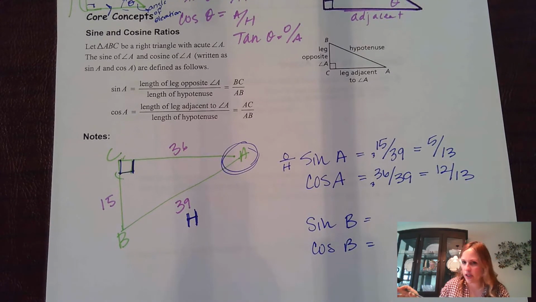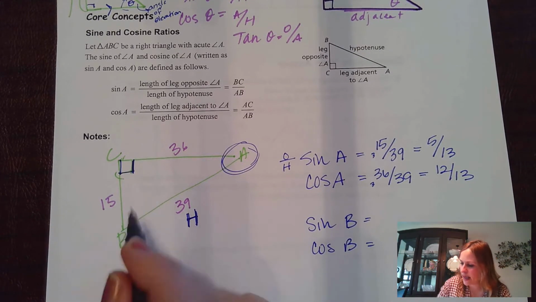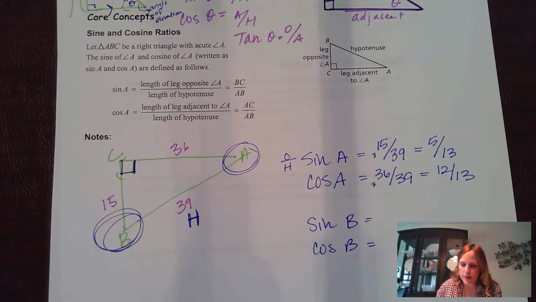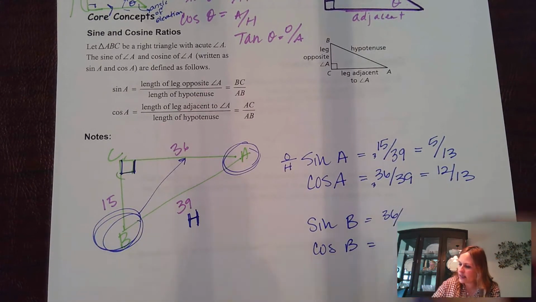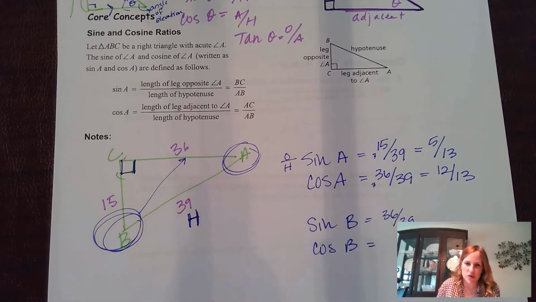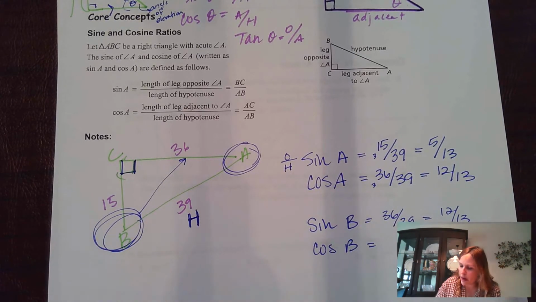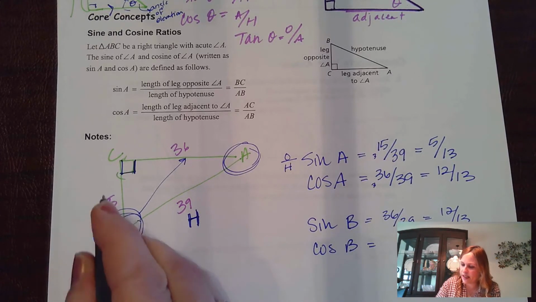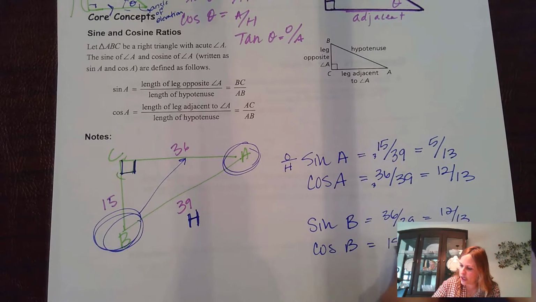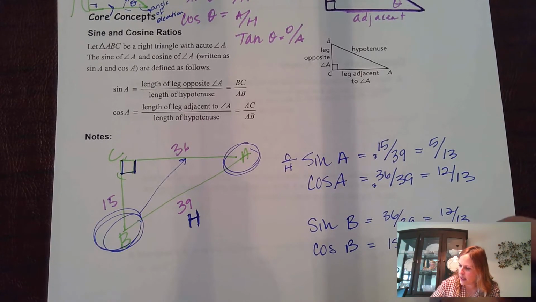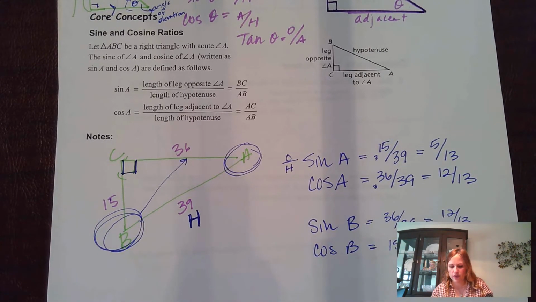All right, let's switch gears. Let's do the sine now of B. So now we're talking about B. Now my opposite side would be 36. My hypotenuse stays put at 39. You will notice that sine of B and cosine of A are the exact same thing. And then you can probably guess that cosine of B and sine of A are going to be the exact same thing. So cosine of B is 15 over 39, adjacent over hypotenuse. And again, that reduces to 5 over 13.